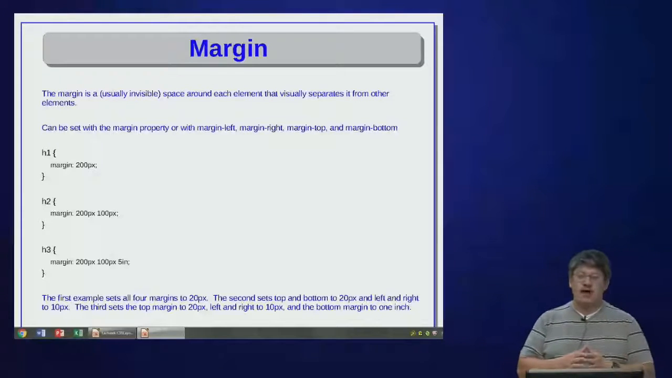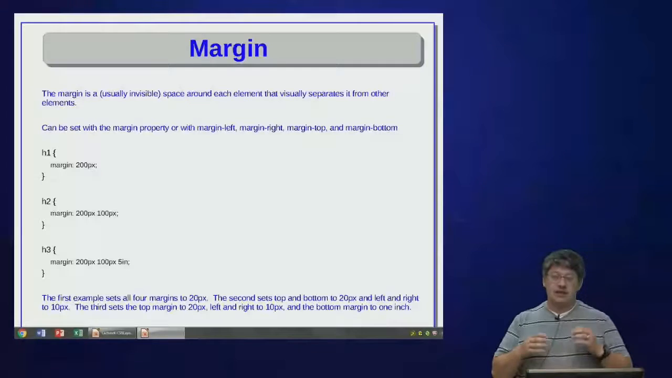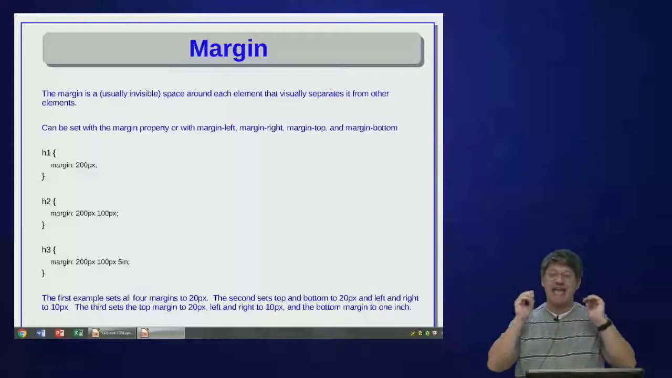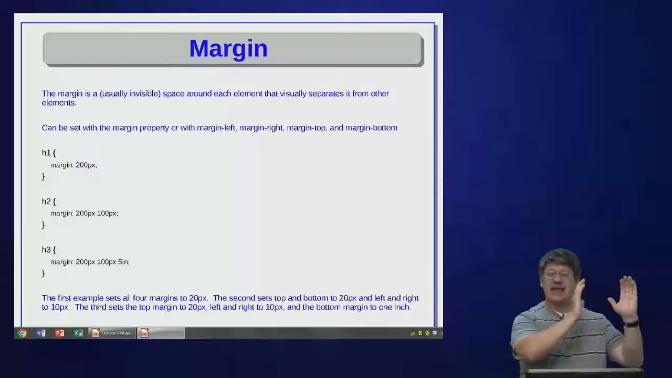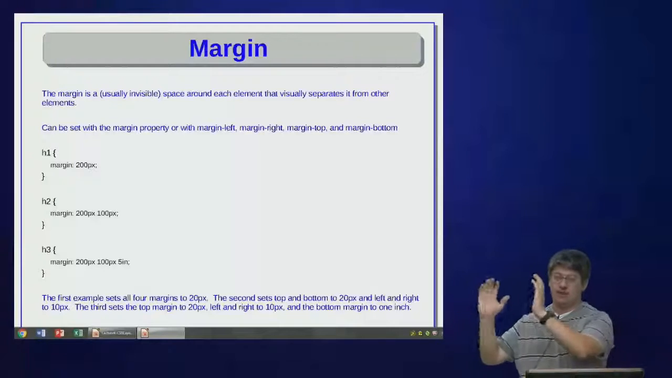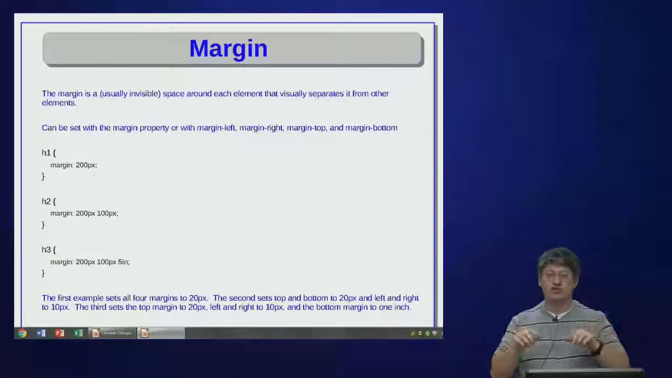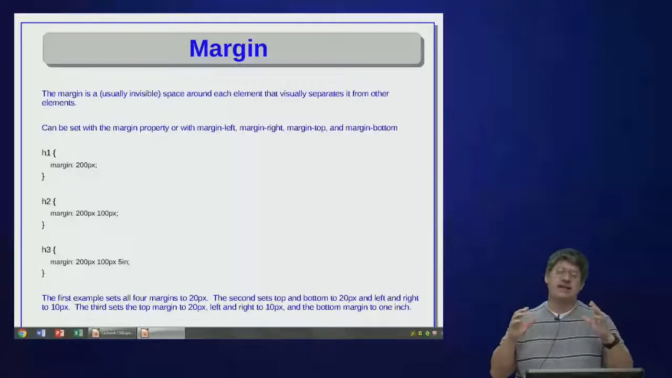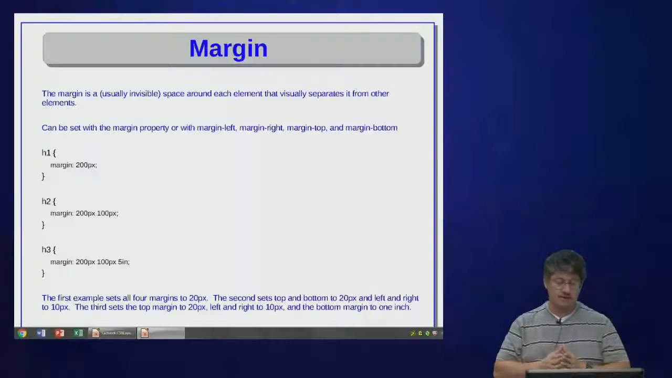So, for example, I have a rule here that sets the margin for H1 elements to be 200 pixels. And since I only specified 1 dimension, that's going to set the top margin to 200 pixels, and the bottom margin to 200 pixels, and the left margin to 200 pixels, and the right margin to 200 pixels. All 4 margins will be set to 200 pixels. So this H1 tag, this header, is going to have a lot of space around it.